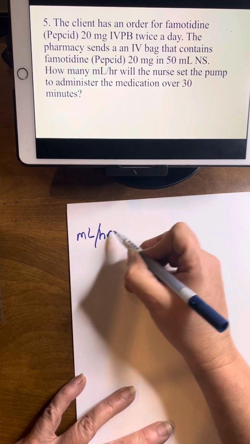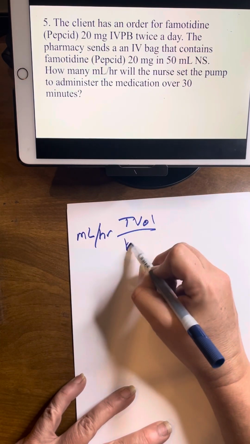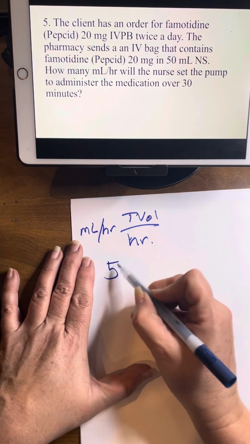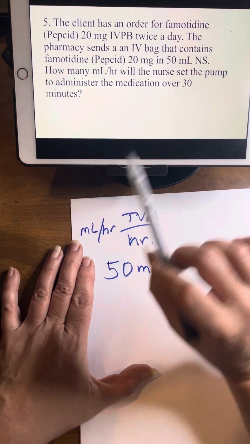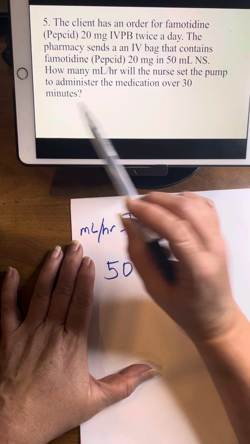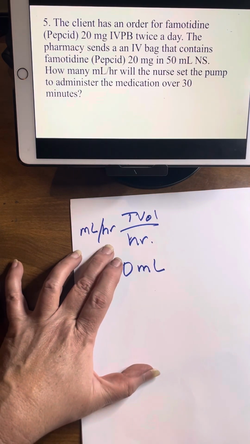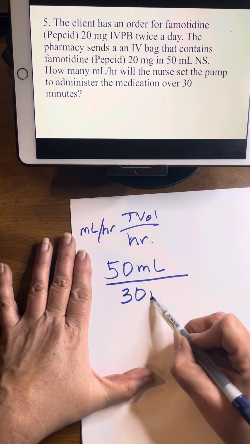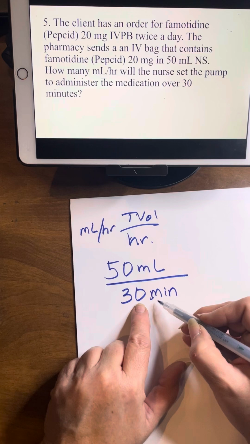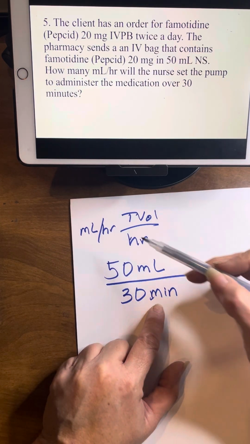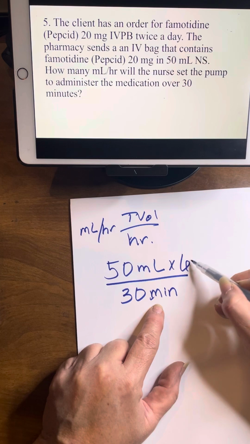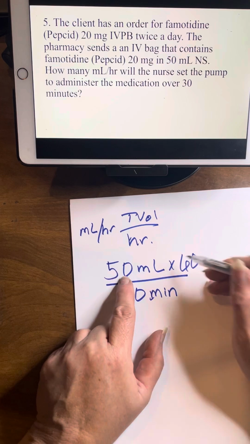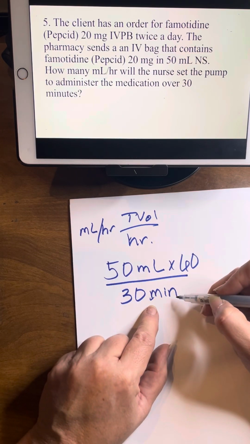So you remember, milliliters per hour is the total volume divided by your time in hours. So our total volume is 50 milliliters. And the time is 30 minutes, but for this, it's got to be in hours. So let me show you. If they give you minutes and it's a milliliter per hour problem, all you got to do is throw a 60 on the top line. That's telling the problem we're dealing with a 60-minute hour, not a 30-minute hour.